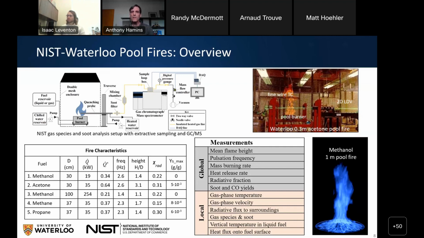I'm not sure why the video is not playing. Could you hit that? Yeah, okay, there it goes. That's a 1 meter methanol pool fire.